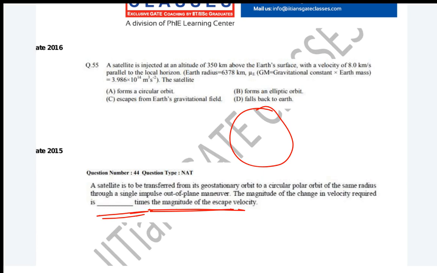So actually, in this case, what was the question? See, it is in some path. Okay. And from here, they want the change of plane. So by 90 degrees, they wanted a plane change. Okay. So for that, what is the additional velocity requirement? For that, Hohmann orbit transfer has one formula, the sinusoidal formula. It is delta V. Delta V equal to 2V sine delta i by 2.